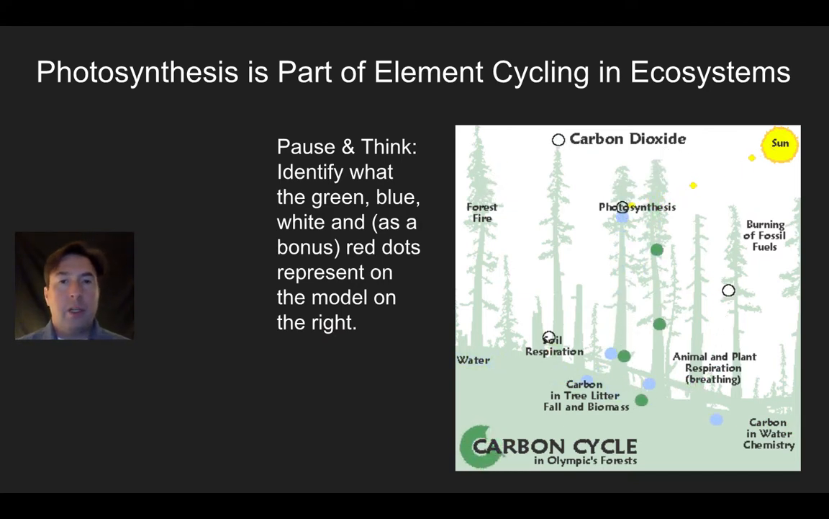So what I want you to do is pause and think, and identify what you think the green, the blue, the white, and the red dots represent in this model of the carbon cycle. So why don't you pause and think?